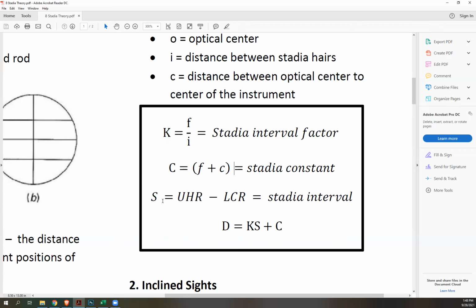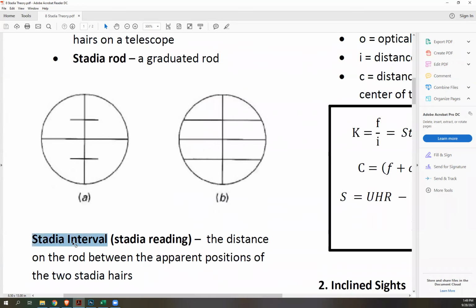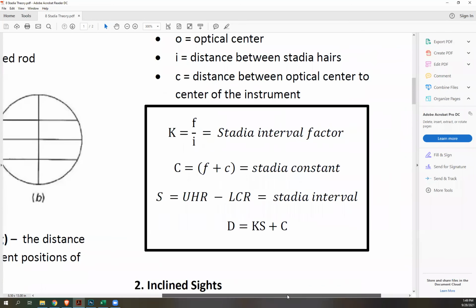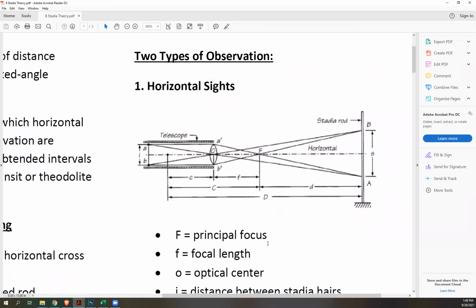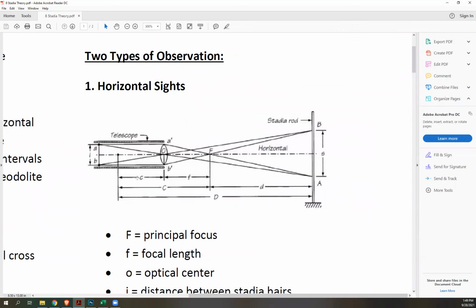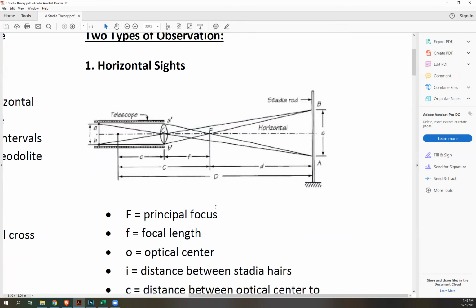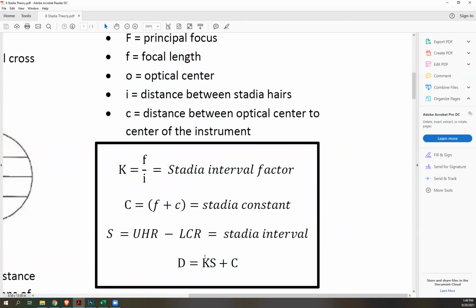And then s, the stadia interval, we discussed that earlier, that's the distance between your crosshairs, upper and lower. So that's the upper hair reading minus the lower crosshair reading. Get the difference between the two, and that's your stadia interval. And then D is the distance from your instrument to your stadia rod or leveling staff, so capital D. And this is our equation, Ks plus C.